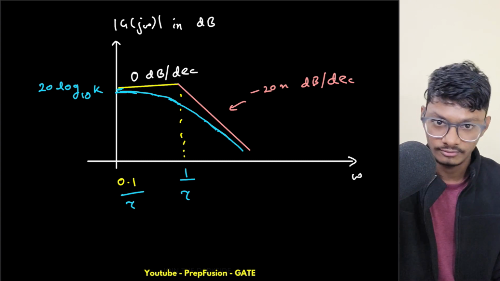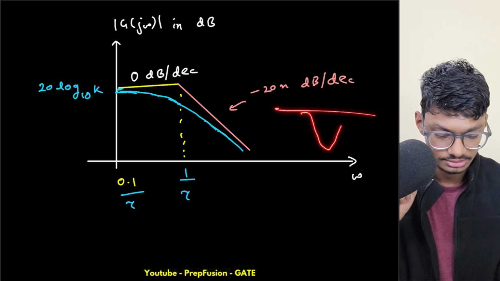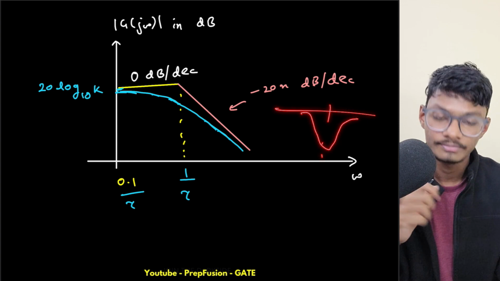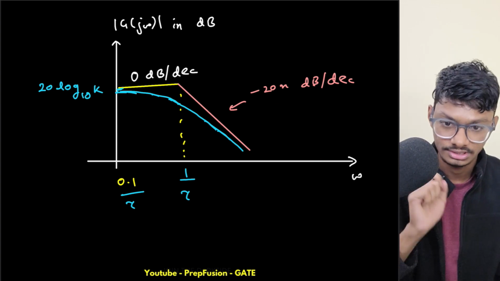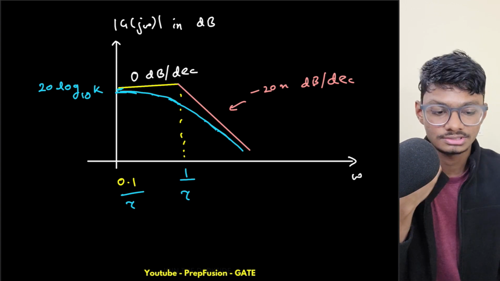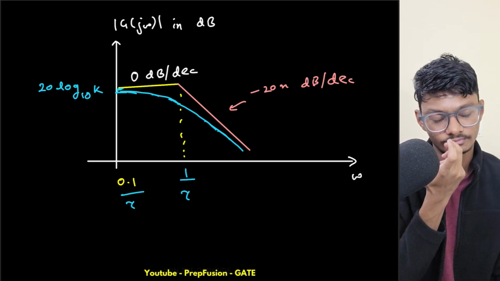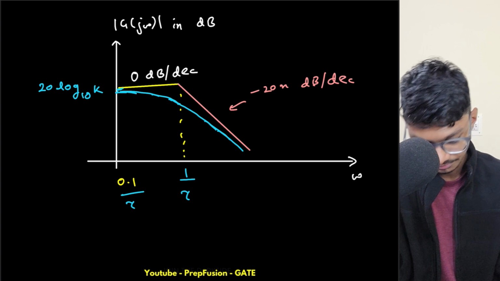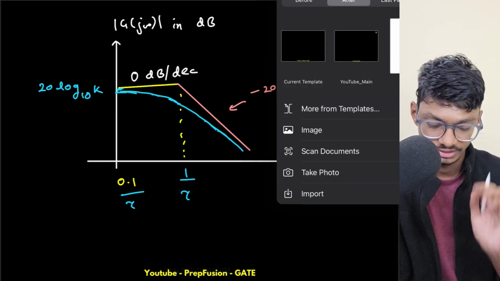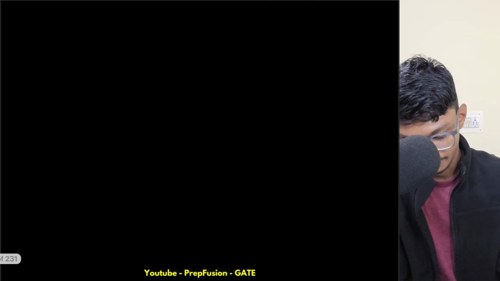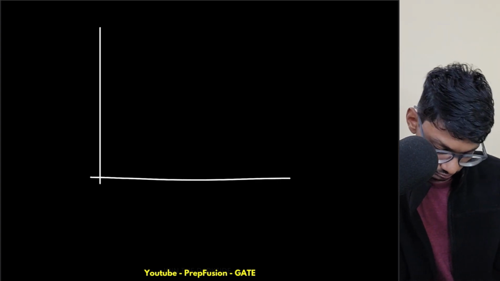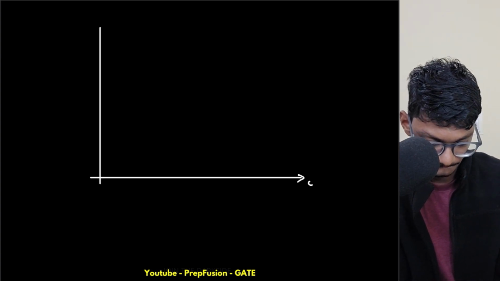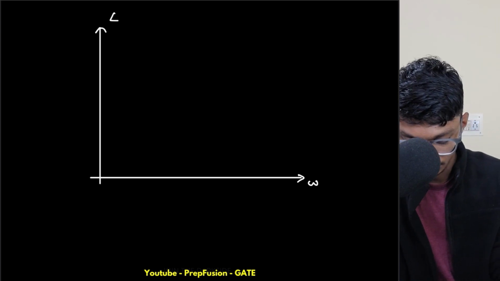So the error function, I have already plotted it. It was something like this, so it is obviously even symmetric. The error function in magnitude scale is even symmetric. Now can we approximate the error for phase? For phase, what is happening? If you want to draw, we have already done this actually, but still let's do this again.